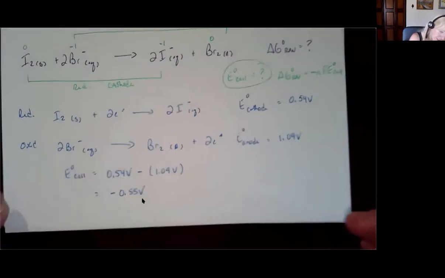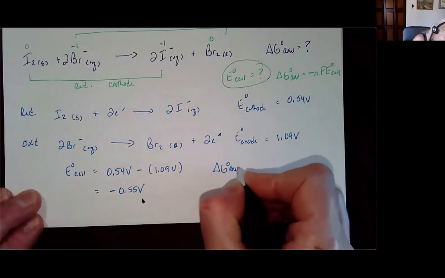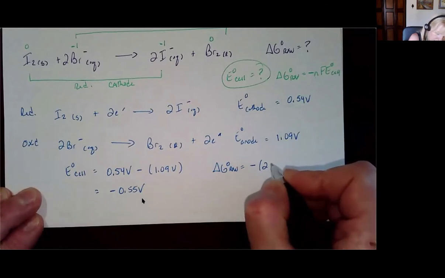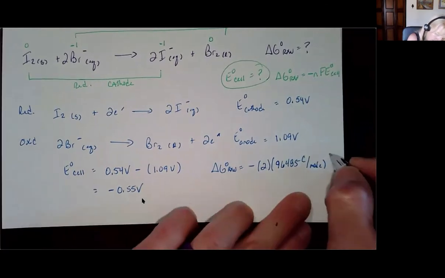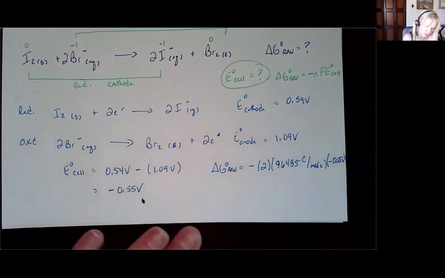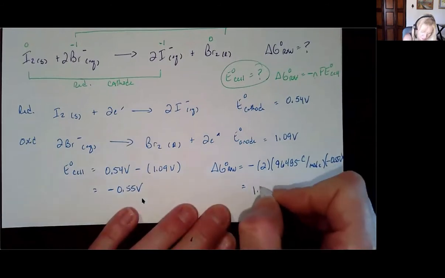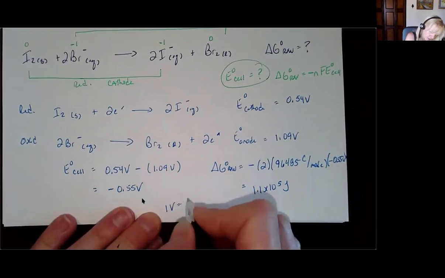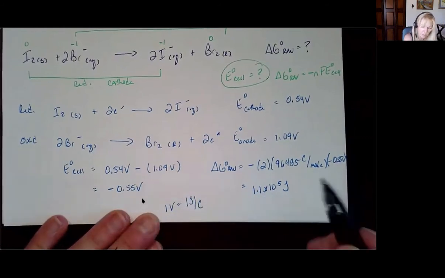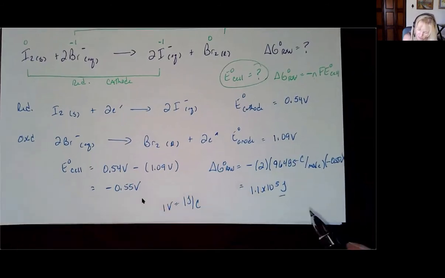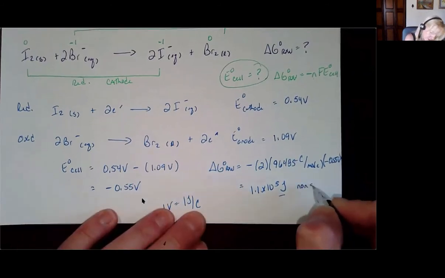So when I plug this into my equation here, delta G is going to be equal to N, which is 2 because 2 electrons are being transferred, multiplied by Faraday's constant, and then multiplied by negative 0.55 volts out of my paper here. That's going to give me a delta G of 1.1 times 10 to the 5th joules. Because remember, 1 volt is 1 joule per coulomb, so when I plug this in, my volts will actually be joules per coulomb. My coulombs will cancel out, my moles of e will cancel out, and I'll just be left with joules. And then if I wanted to put that into kilojoules, I could do that.